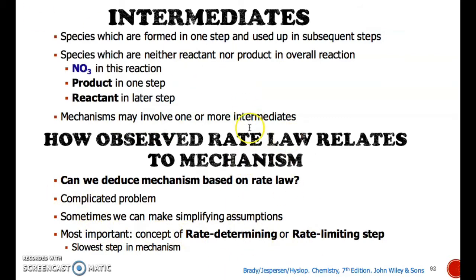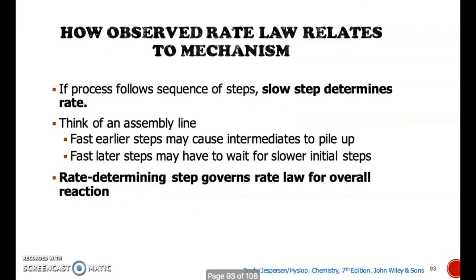So this one, how the observed rate law relates to the mechanism. Most important is the concept of the rate determining or rate limiting step. So this is the slowest step in the mechanism. How does the observed rate law relate to the mechanism? If a process follows a sequence of steps, the slow step determines the rate.